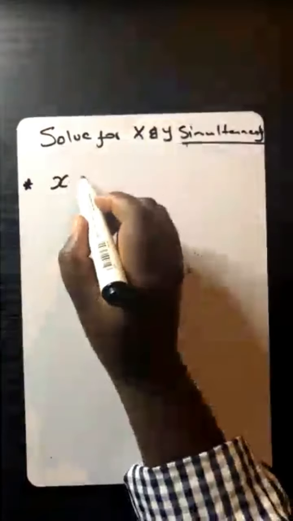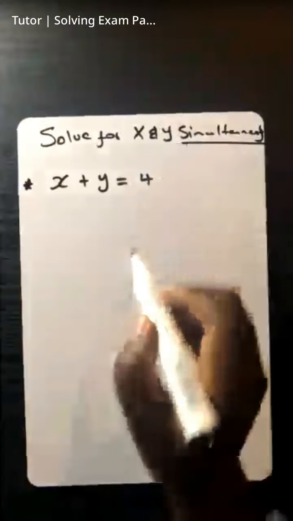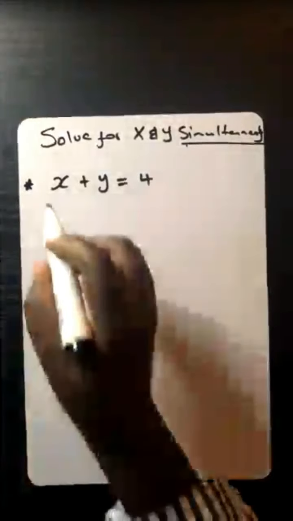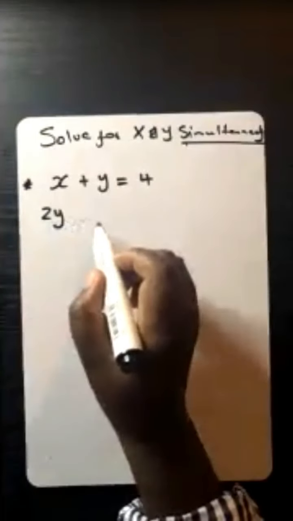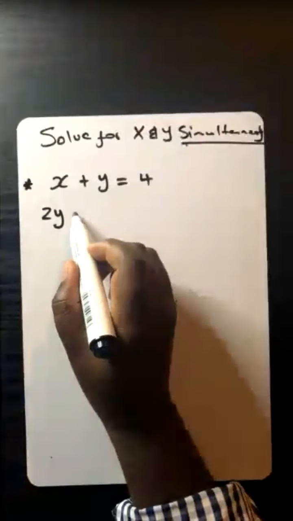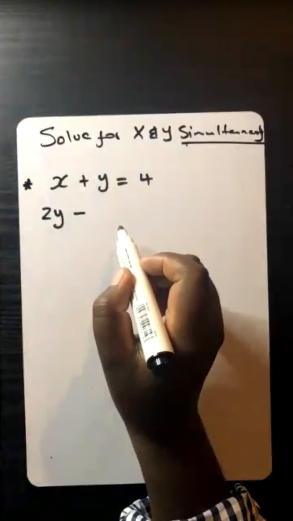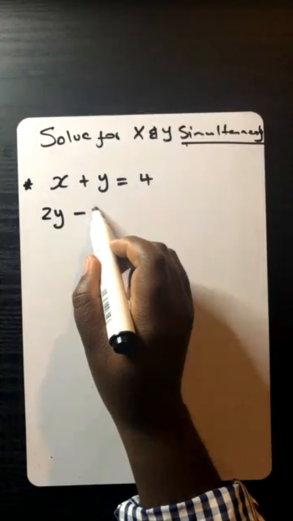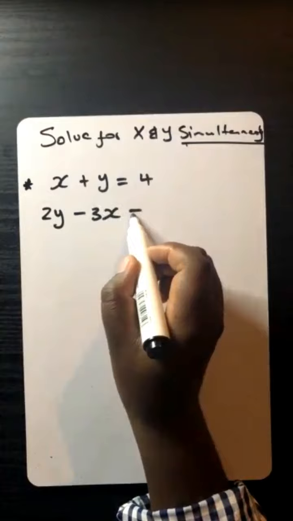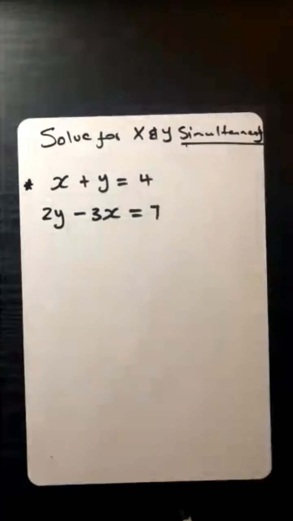Yes, sir. Okay, so I'll just explain shortly. Let's say x plus y equals 4, and then let's say 2y minus 3x equals, I'll just say 7. Okay, let me just leave it there.